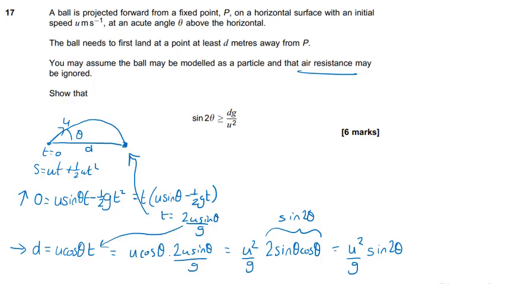What we should have had at the start is not equals, so d is less than or equal to, because the particle needs to be at least d meters away. So if we rearrange that, multiply by g, divide by u squared, then that's going to give us sine 2 theta is greater than or equal to dg over u squared, which is what we're after.